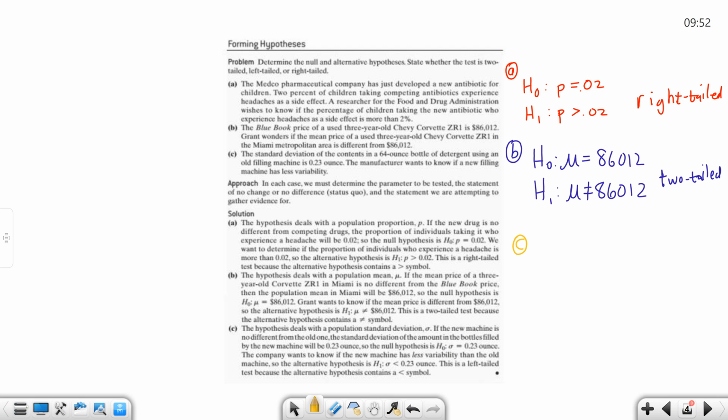All right, and then for part C here, the standard deviation of the contents of a 64-ounce bottle of detergent using an old filling machine is 0.23 ounces. So you go to Walmart or Kroger or wherever you buy some laundry detergent or something else that's fluid and it's supposed to be 64 ounces. It might be 64.1 or 64.2 or 63.8 or 63.85, right? It might be a little off because the machine doesn't do exactly the same thing each time, all right?